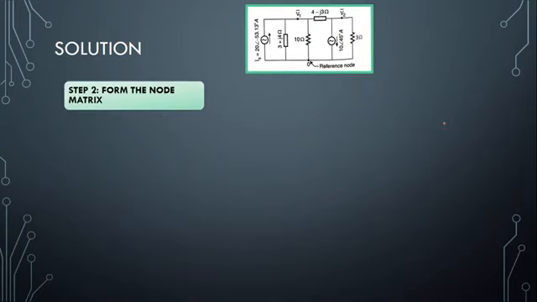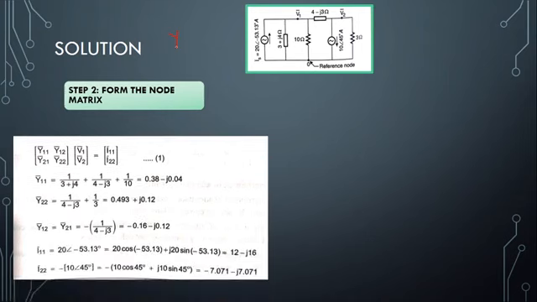Step 2. We are going to form the node matrix. The node matrix is usually defined in terms of admittance. Admittance means it is Y, so I'm going to define the node matrix in terms of Y. We saw that there are two node voltages, so it is a 2 cross 2 matrix. So it will be Y11, Y12, Y21, Y22 into the two voltages V1, V2 is equal to, and what are the sources present in the circuit? There are two current sources, so we name them I11 and I22. I hope you're clear with this.